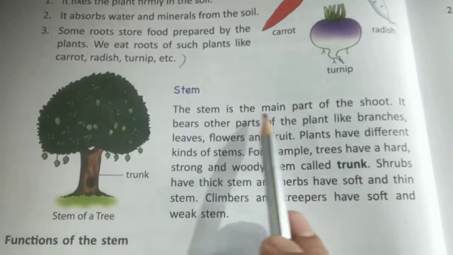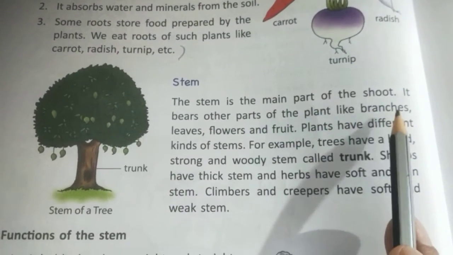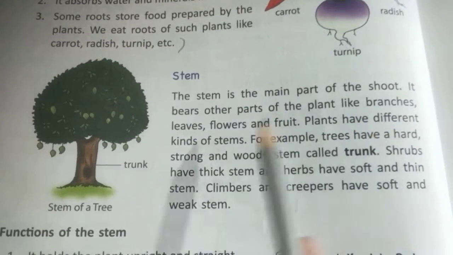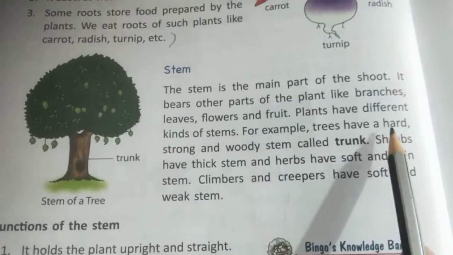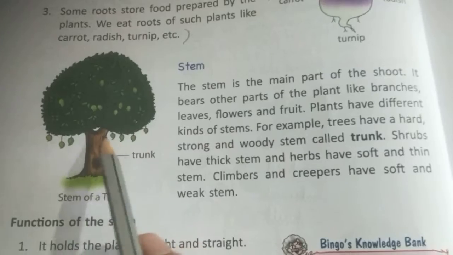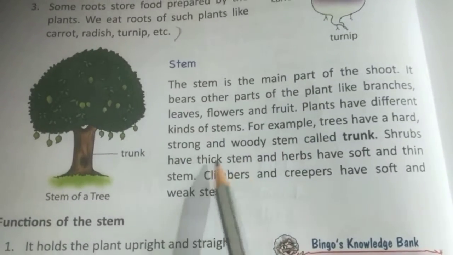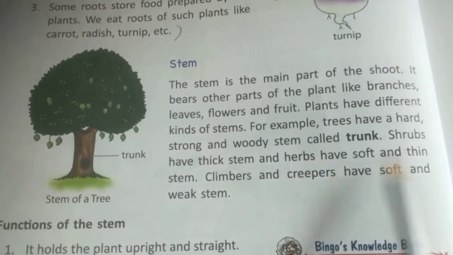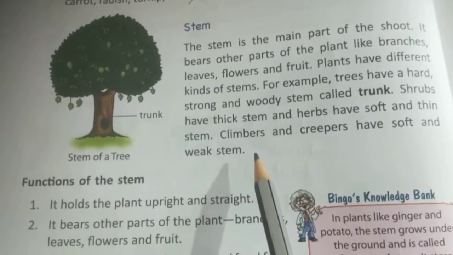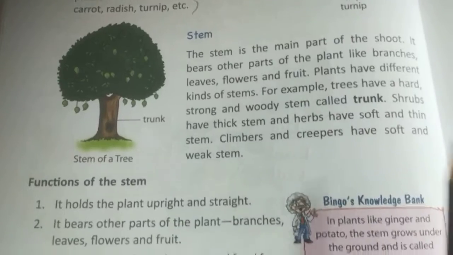Now the stem. The stem is the main part of the shoot. It bears other parts of the plant like branches, leaves, flowers, and fruit. Plants have different kinds of stems. For example, trees have a hard, strong and woody stem called the trunk. This is the stem of the tree. Shrubs have a thin stem and herbs have a soft and thin stem. Climbers and creepers have a soft and weak stem.